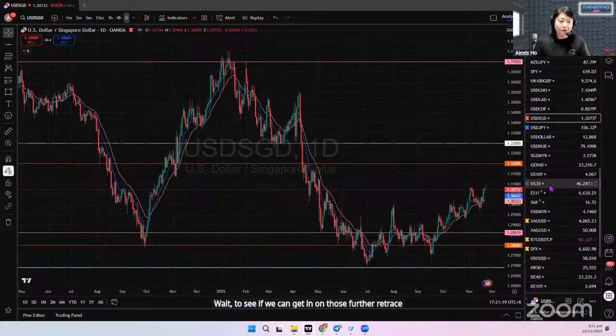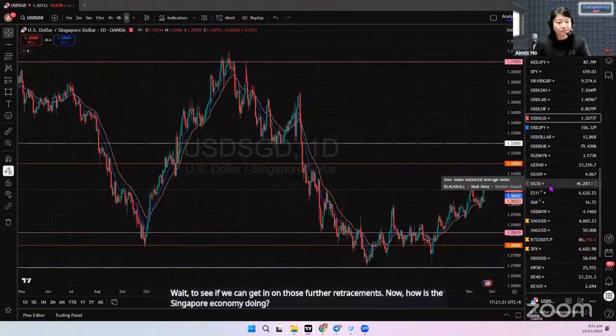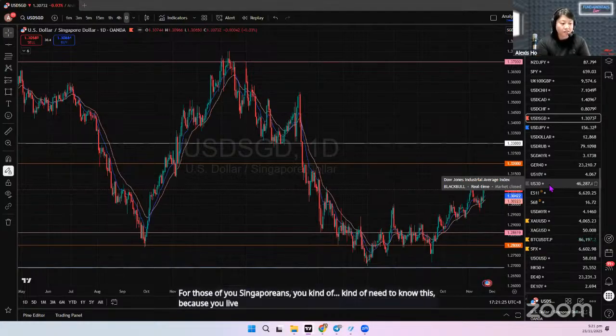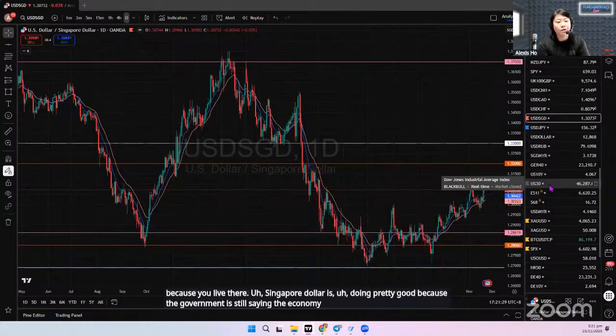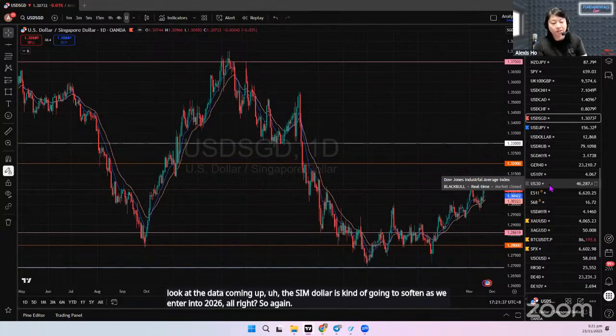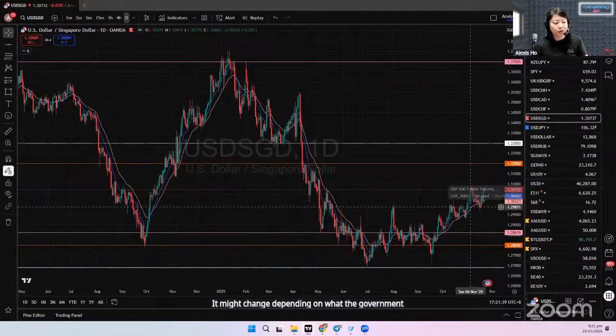Now, how is the Singapore economy doing? For those of you Singaporeans, you need to know this because you live there. Singapore dollar is doing pretty good because the government is still saying the economy is doing well. But if you look at the data coming up, the Sing dollar is going to soften as we enter 2026. All right, so again, it might change depending on what the government does, but I do expect a slight softness in the Sing dollar.